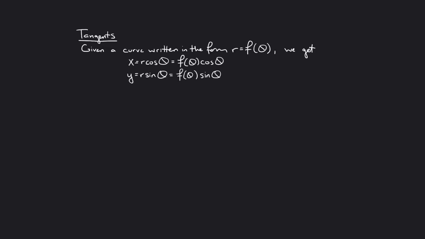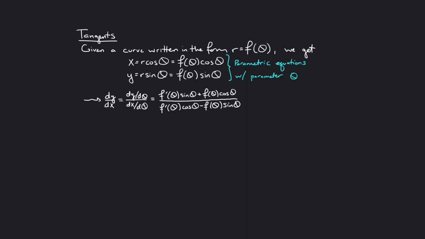Now, notice that we have arrived at a set of parametric equations for x and y with parameter theta. Therefore, we can use what we know about parametric equations to find that dy/dx is equal to dy/d theta over dx/d theta. Taking these derivatives, we get that dy/dx is equal to f prime of theta sine of theta plus f of theta cosine of theta, over f prime of theta cosine of theta minus f of theta sine of theta.